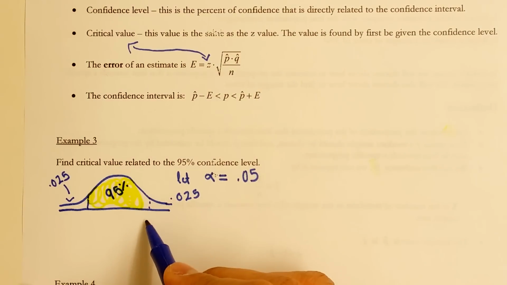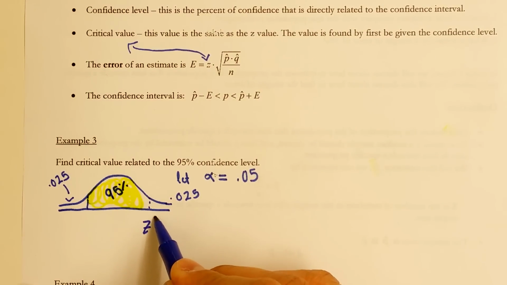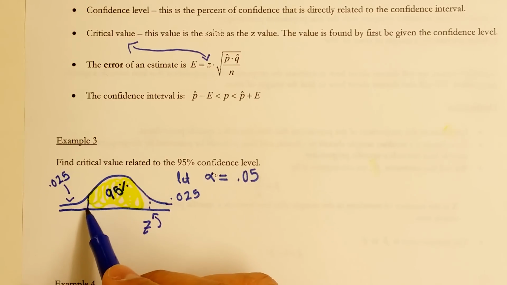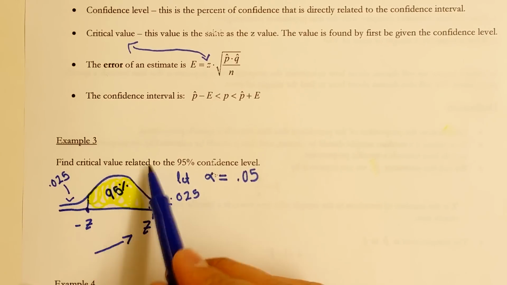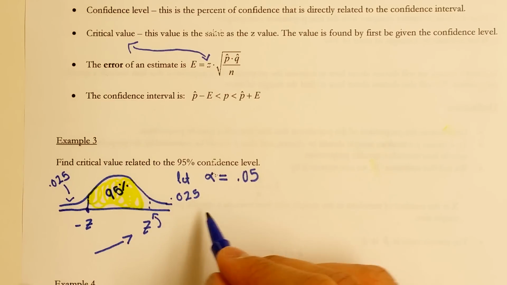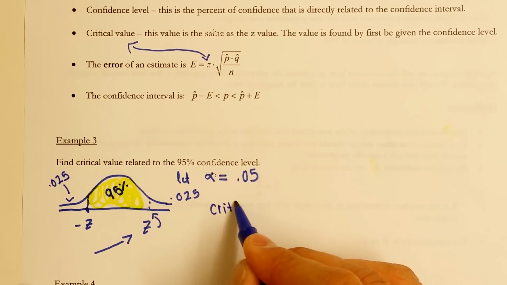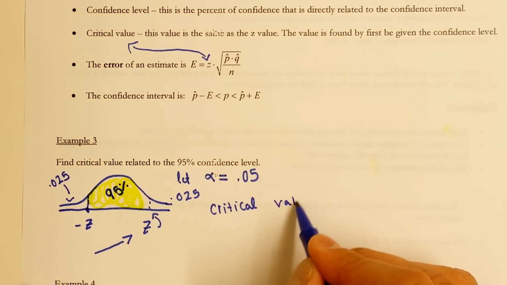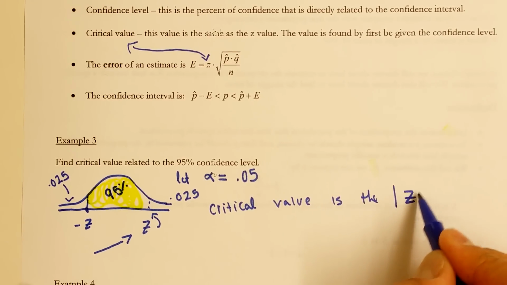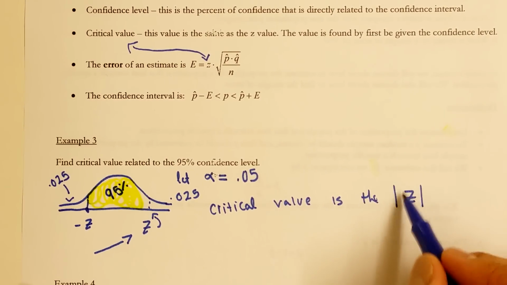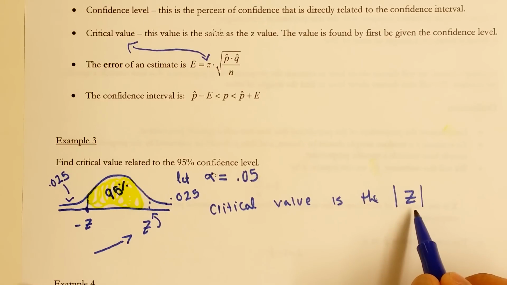So what is the z value? Well, here's your z value. Your z value is right here, all right? And this value over here is kind of like your negative z value, but you're interested in the z value, okay? In order to find the critical value, which is the z value, let's make a note. Critical value is, think of it as the absolute value of the z value. Critical value is the absolute value of the z value, okay?